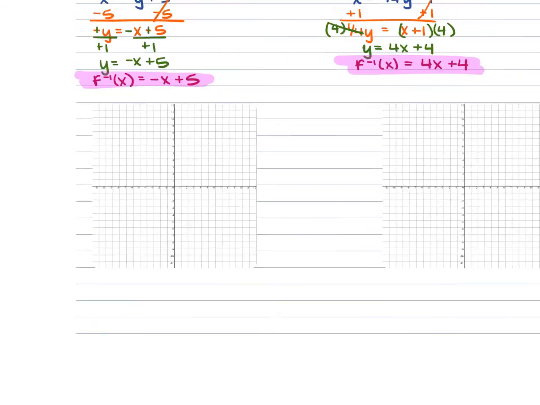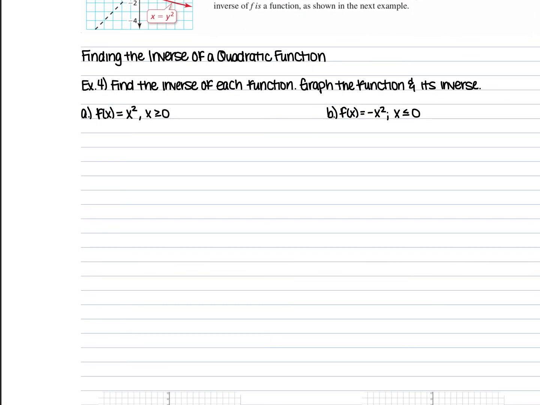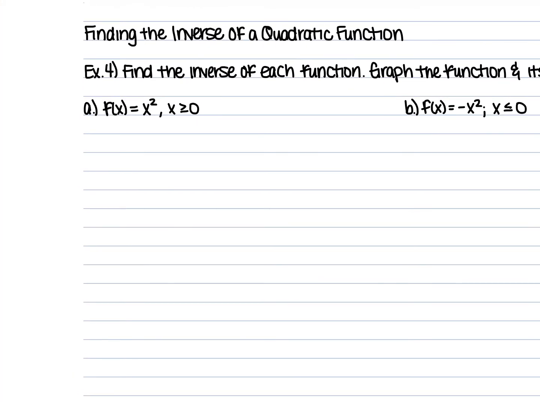For our next example, we're just still finding the inverse of these. So again, change the f of x to be y, switch x and y, and then solve for y. For example, for A, we have f of x is equal to x squared. We're going to change the f of x to be y, so that's y is equal to x squared. From here, switch your x and y, so x is equal to y squared.